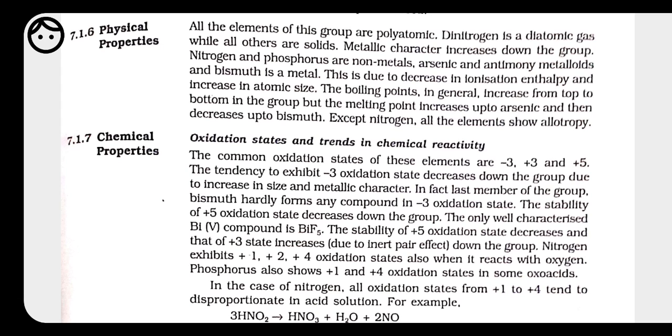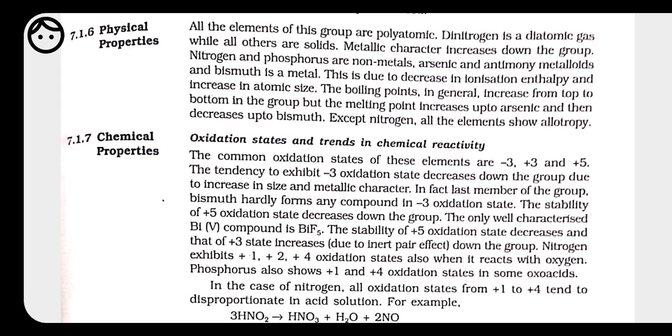Now we have to start with the introduction of nitrogen. Here we will be talking about the nitrogen family, then the oxygen family, then the halogens, and then the noble gases. So first we will start with nitrogen. We know that in the nitrogen family we have nitrogen, phosphorus, arsenic, antimony, then bismuth. The general electronic configuration we have already done, that is ns2 np3.